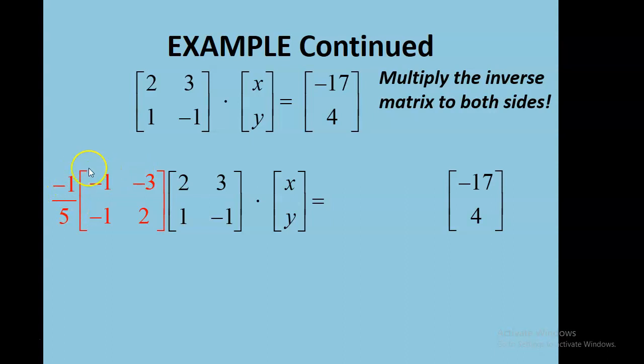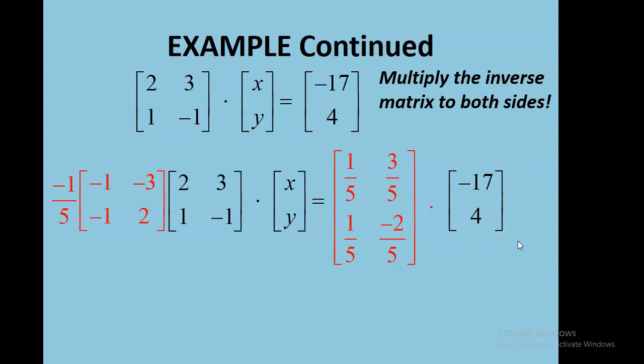So I multiply negative 1/5 to all the terms in the matrix, and this gives me positive 1/5, positive 3/5, negative 1, or positive 1/5, and negative 2/5. So this is our inverse after we multiply the scalar of negative 1/5 through. Now we're going to take this and multiply it times the negative 17 and 4 matrix. That's a 2 by 1 matrix.